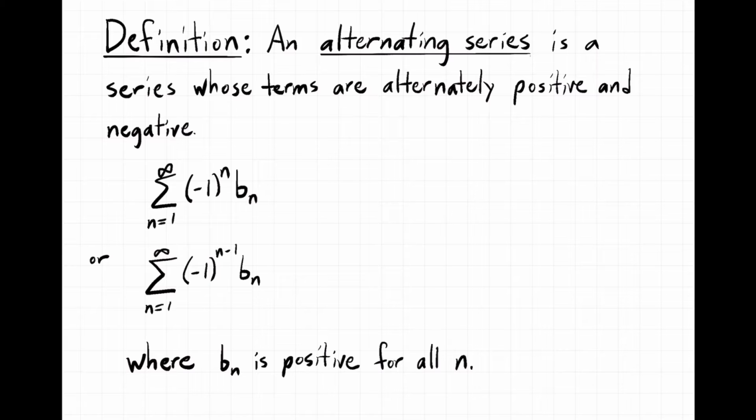These can always be written in the form, the sum as n goes from 1 to infinity, of (-1)^n times some positive b_n. In other words, when n is 1, then (-1)^1 is negative. So we'll have negative b_1, then we'll have plus b_2, then minus b_3, then plus b_4, minus b_5, plus b_6, minus b_7, and so on.